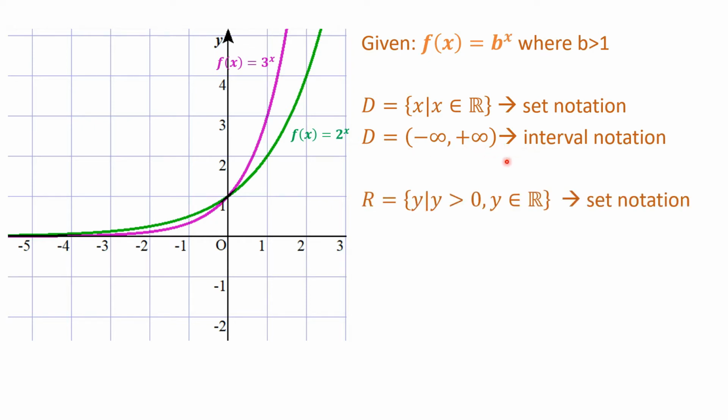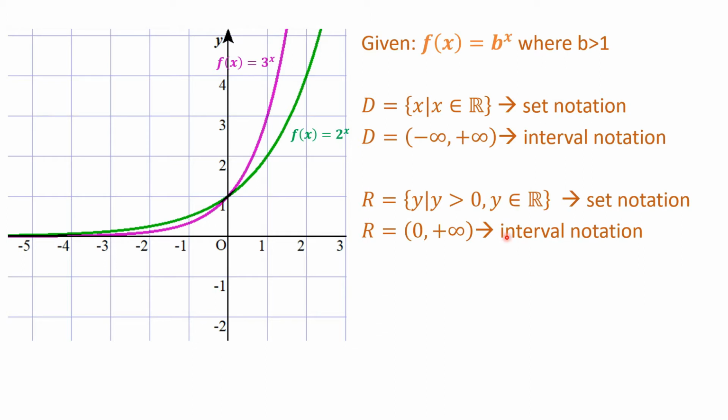And for the range, in set notation, it is the set of y values such that y is greater than 0, to mean that y is a positive number, and that y is an element of real numbers. We need to specify this also to tell that y can be an integer or a fraction.